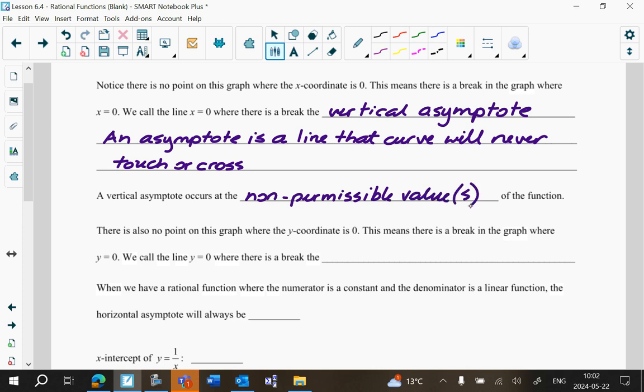So if I said 1 over x plus 1, what value of x would make the curve undefined? Nope. 1 over x plus 1. What value of x would make the denominator undefined? -1. So that means that x equals -1. That's where your asymptote would go. We'll see that in a second.